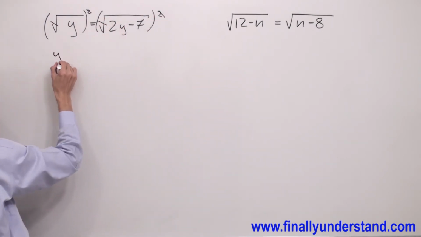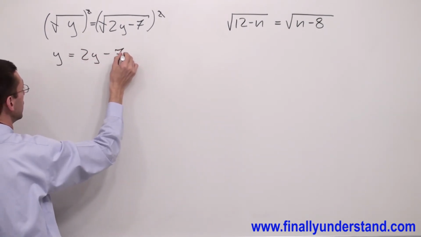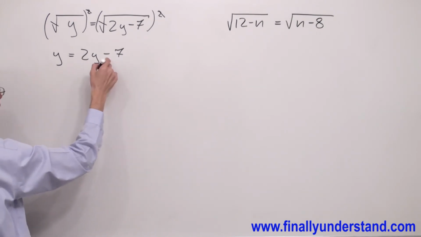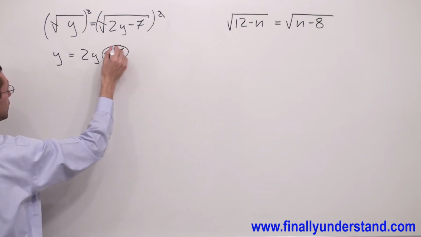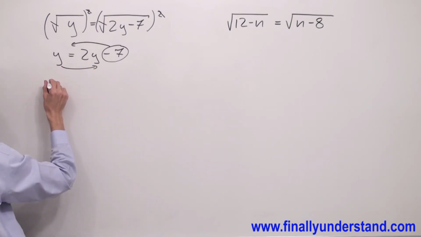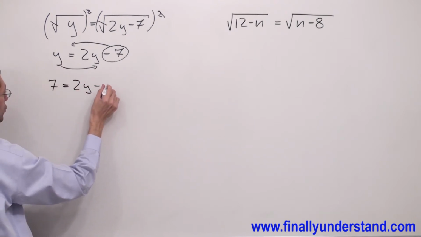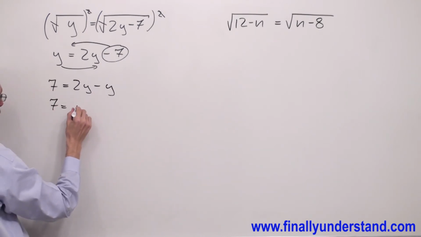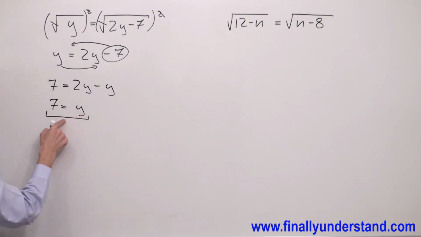I have y equals 2y minus 7. Next, I'm going to collect all y's on the right side, and whatever is without y to the left side. So I'm going to take this negative 7 and move it to the left. This y I'm going to move to the right. So I'm going to have 7 equals 2y minus y. 7 is equal to 2y minus y, which is y. Y is equal to 7.